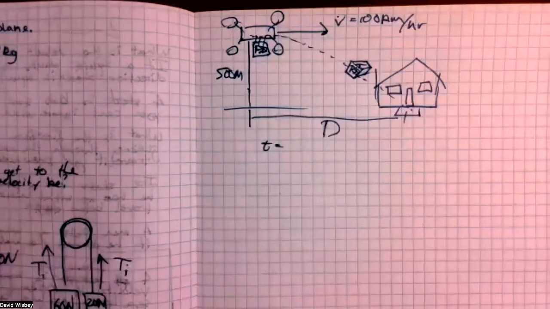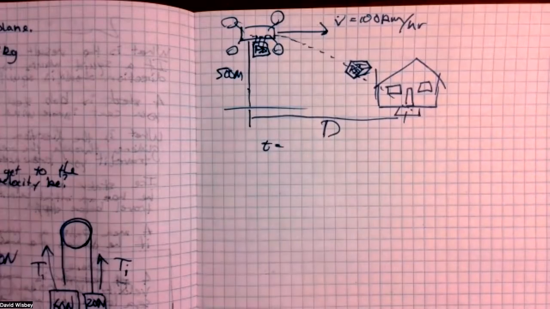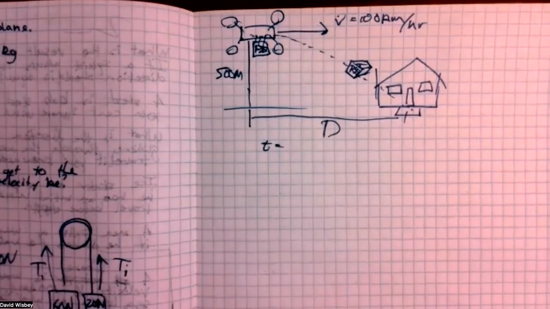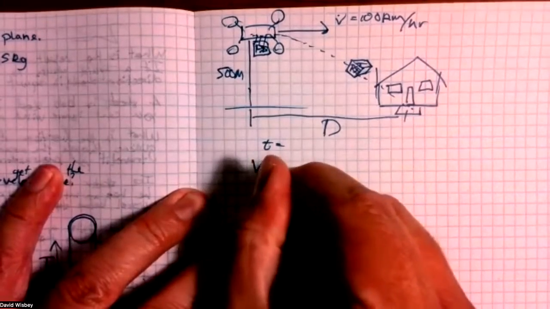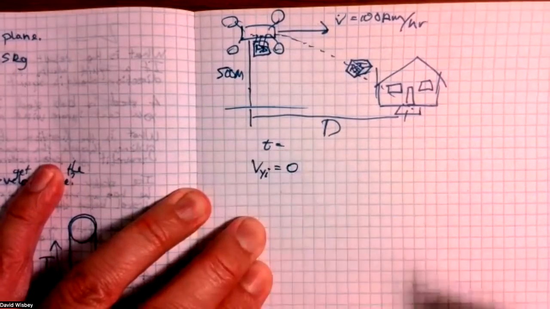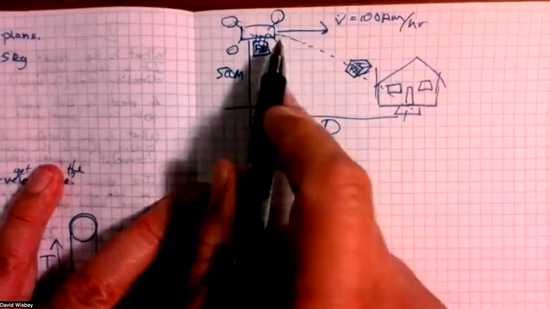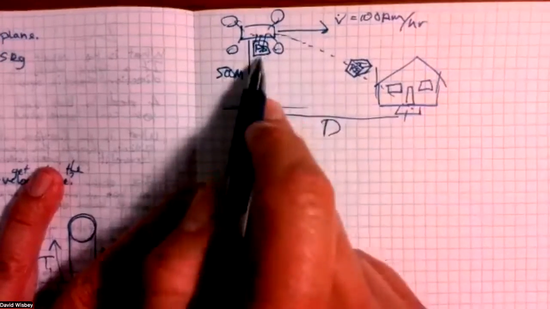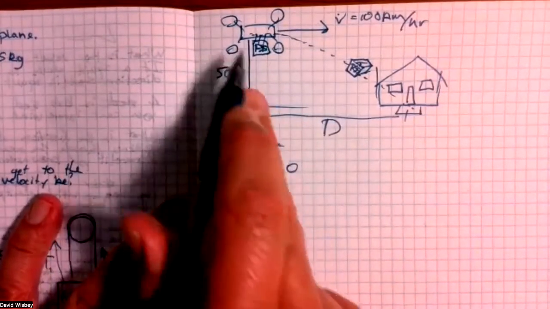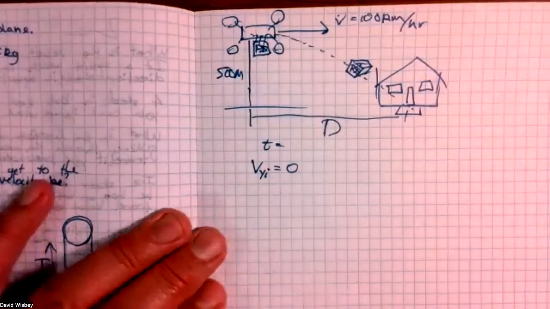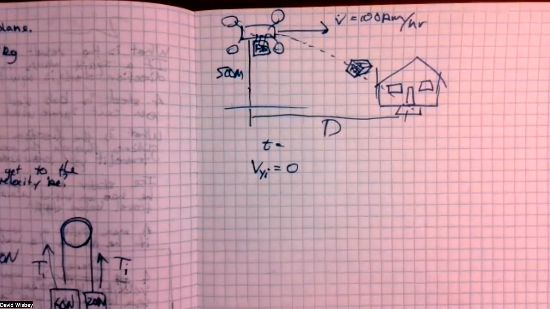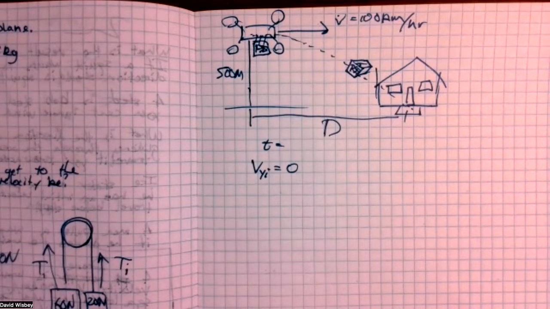Sorry, could you repeat the question again? You cut off for a second. Oh, sorry. What's the initial y velocity of your package? Zero. Yes. The drone is flying this way, so its initial y velocity is 0. How could we calculate how long it will take for the package to hit the ground?